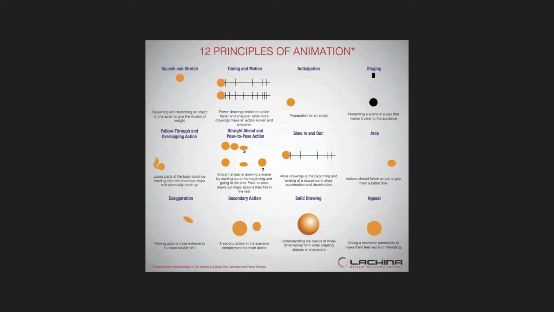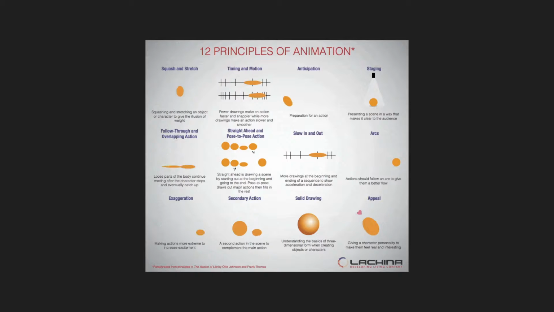So you want to include more frames at the beginning and the end of your animation to show that you're slowing in and out. Next is arcs, and this basically just means that we want objects to move in arcs, which gives them better flow, and it's more natural for people to see things in arcs.